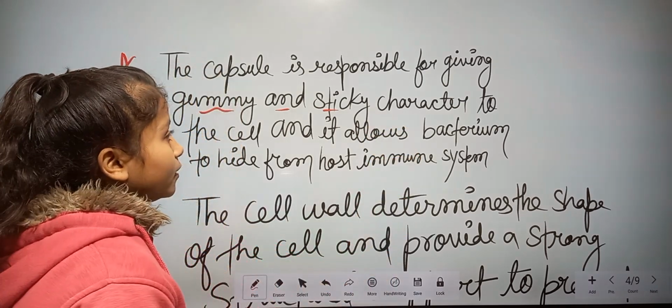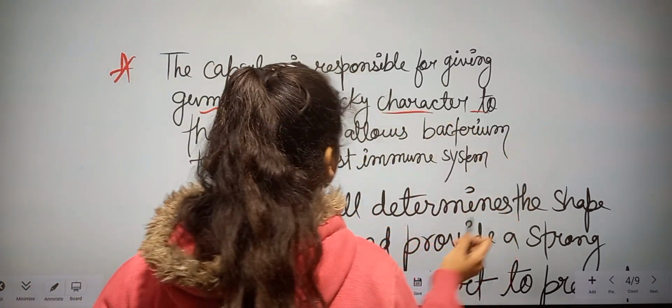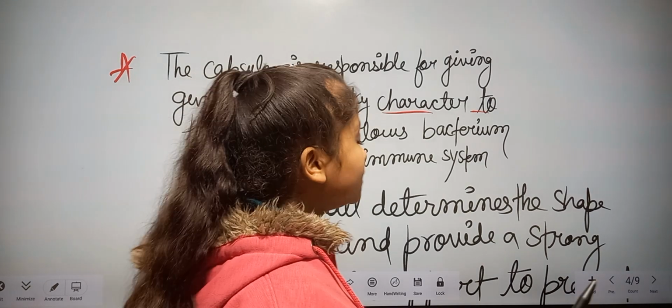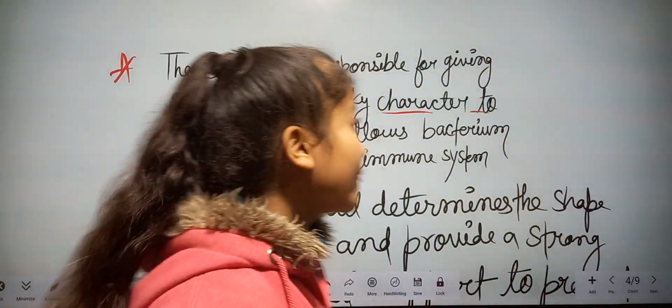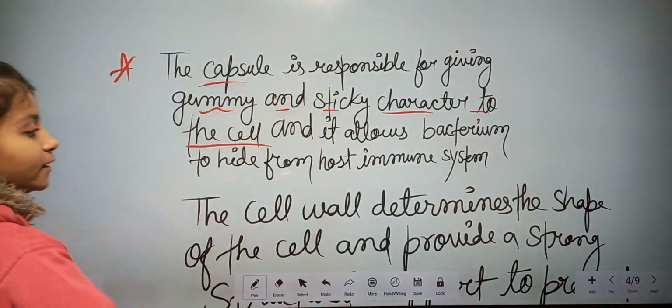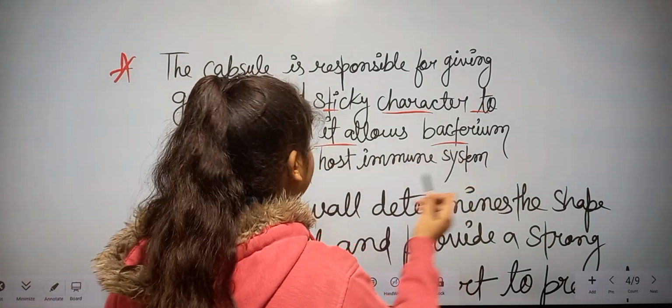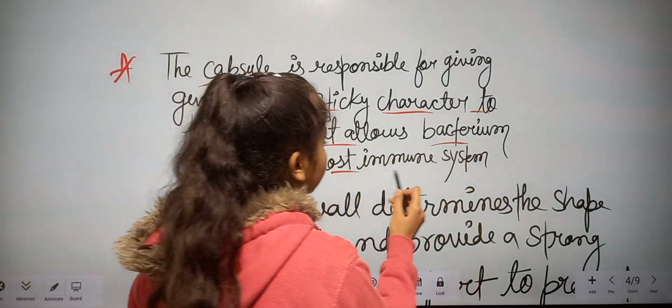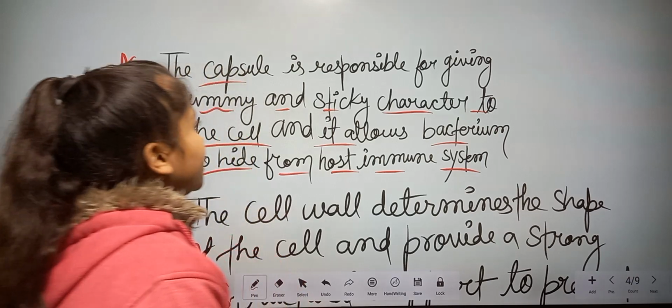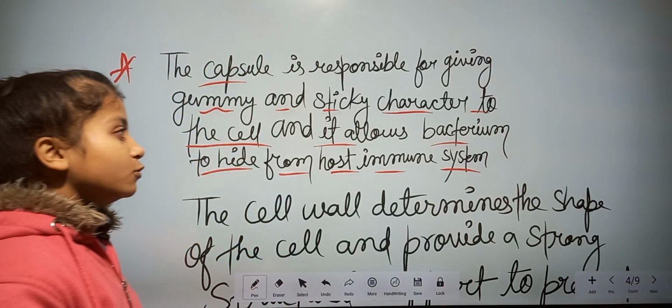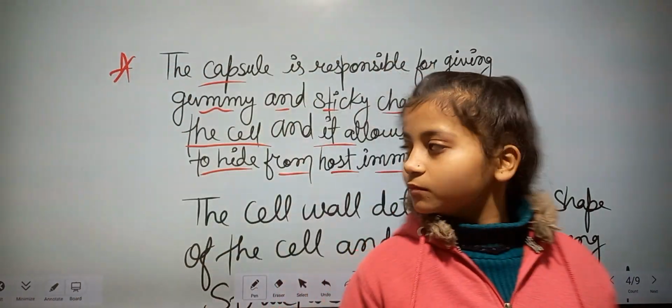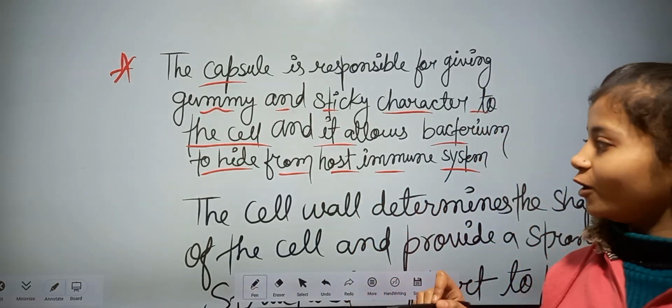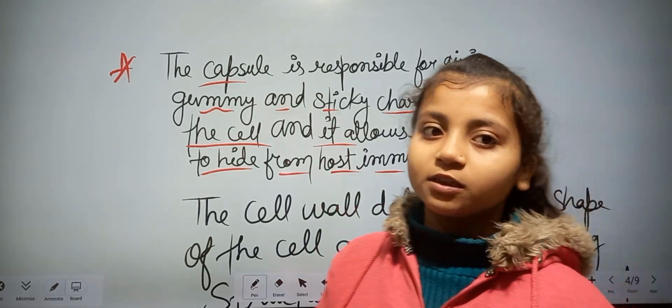Sticky character to the cell. It means the sticky character is given by the capsule and glycocalyx. It allows the bacterium to hide from the host immune system. It also allows it to hide from the immune system, hiding the bacterium from the host immune system.